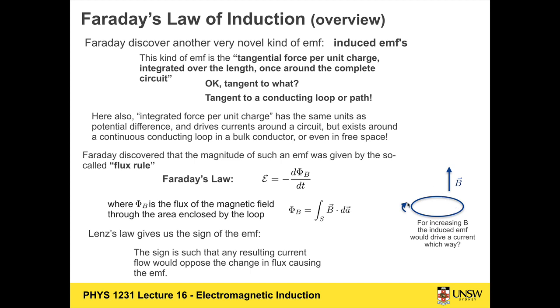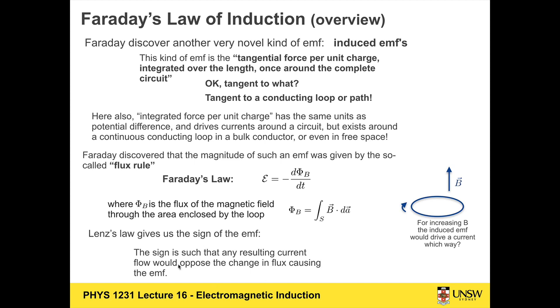So if I have a current loop or a wire here that defines a surface, we can always calculate the flux of the B field in the same manner that we calculated the flux of the E field through a surface. It's just we take the surface to be one that is defined by this wire or path. And we'll see why there's a negative sign here. That comes from Lenz's law, and it gives us the sign of the electromotive force.